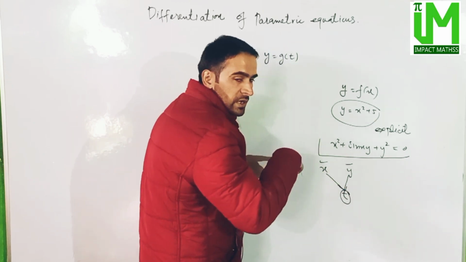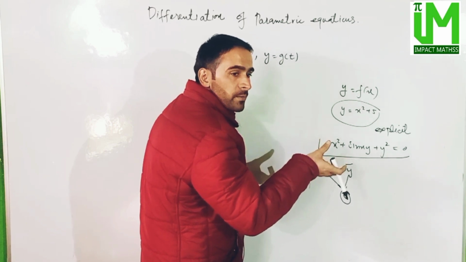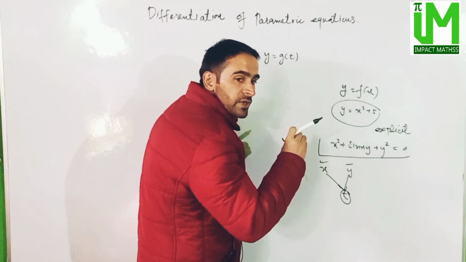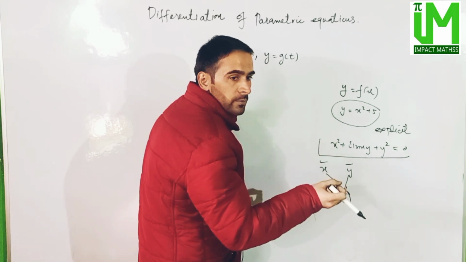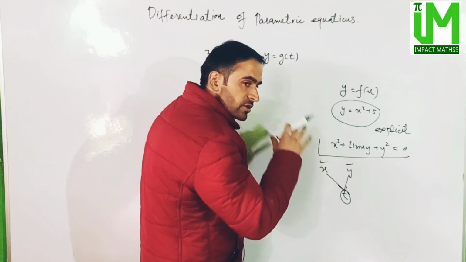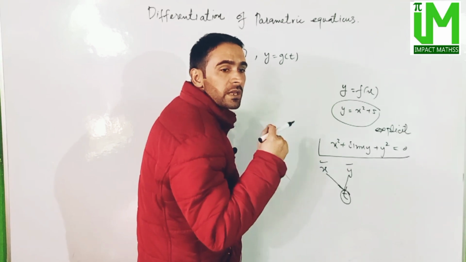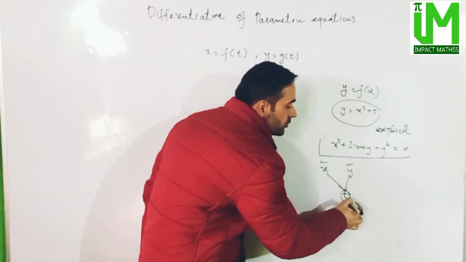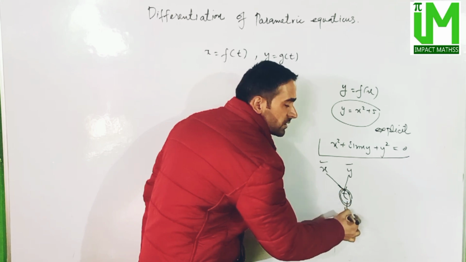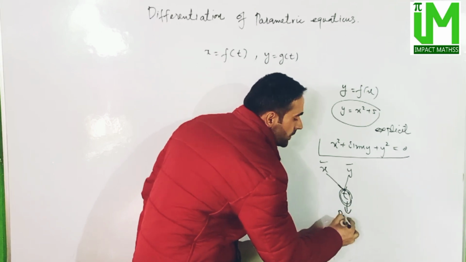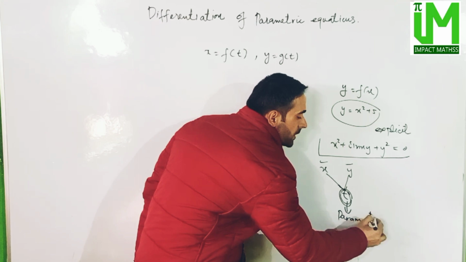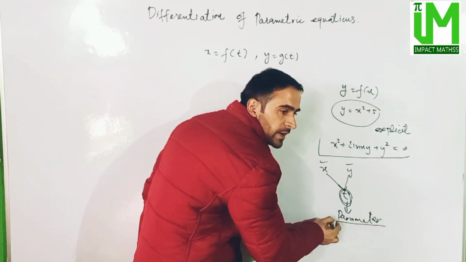If the dependent variables are connected by the same independent variable, which here is t, then such functions, or such equations, are called parametric equations. You see, this independent variable t is called the parameter.